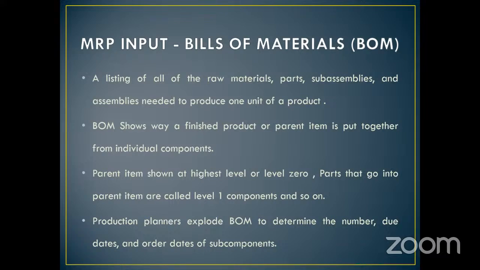Then the bill of materials shows the way the finished product, or the parent item, is to be put together from the individual components, because you have to collect all the input factors, all the different types of components, to manufacture a single output. Okay. Then the parent item is shown at the highest level, or level 0. The parts that go into the parent item are called the level 1 components of the production, and so on.